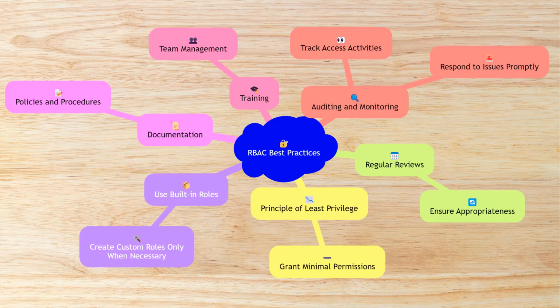To get the most out of RBAC, it's important to follow best practices. Start by applying the principle of least privilege, granting users only the permissions they need to perform their tasks. Regularly review role assignments to ensure they are still appropriate. Use built-in roles whenever possible, and create custom roles only when necessary. Document your RBAC policies and procedures, and train your team on how to manage access effectively. Finally, use auditing and monitoring tools to keep track of access activities and respond to any issues promptly.